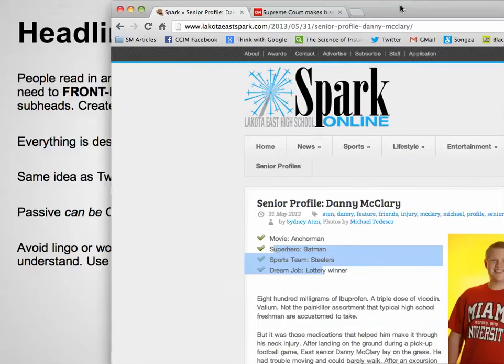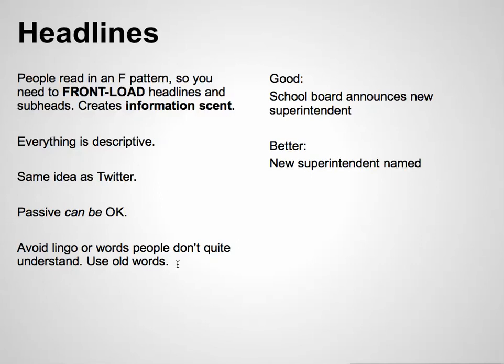And then you want to avoid lingo, words people don't quite use often or don't understand. You want to use old words for things. You know, "senior profile" is great. It doesn't need to be like "getting to know."